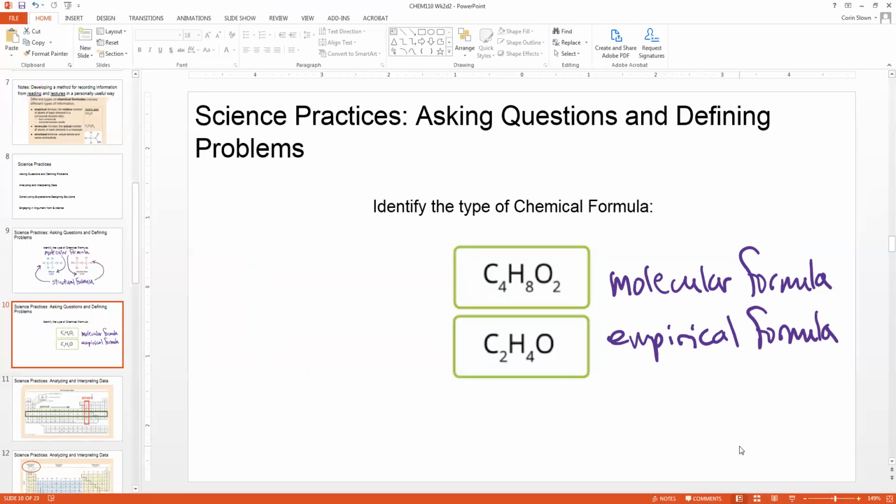Here we asked you to identify the type of chemical formula, and hopefully you noticed that this is an empirical formula because it's the simplest overall ratio, whereas this is the molecular formula that could be simplified by dividing each of these numbers by 2.